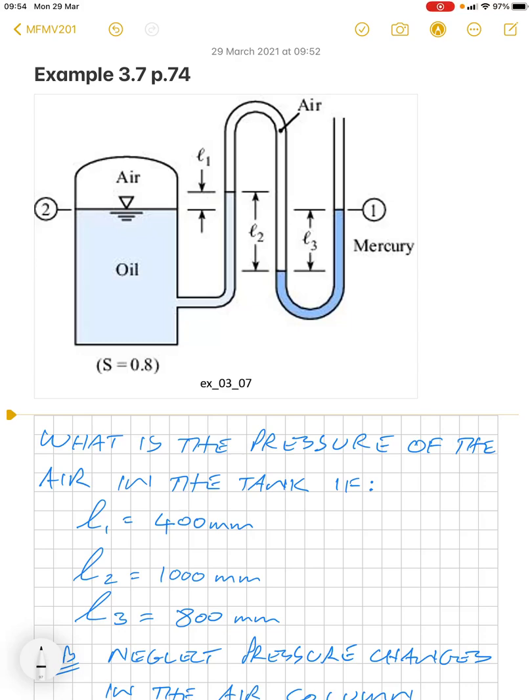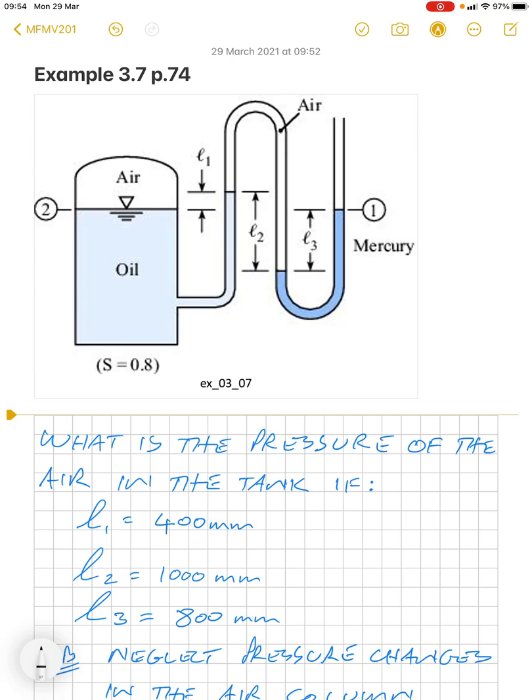This is example 3.7, which is available on page 74 in your textbook. So in this problem you can see we have a container that is closed. It has oil in the bottom of the container, and at level 2 is the top of the oil, and then above it has air at a certain pressure. They've given us a specific gravity of oil, 0.8.